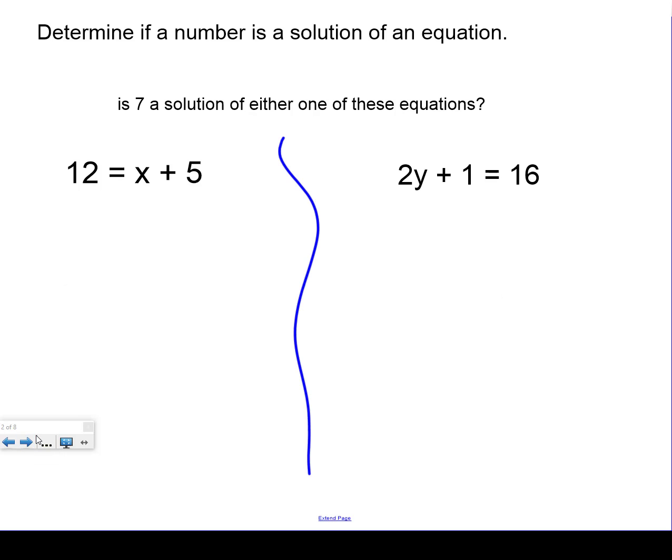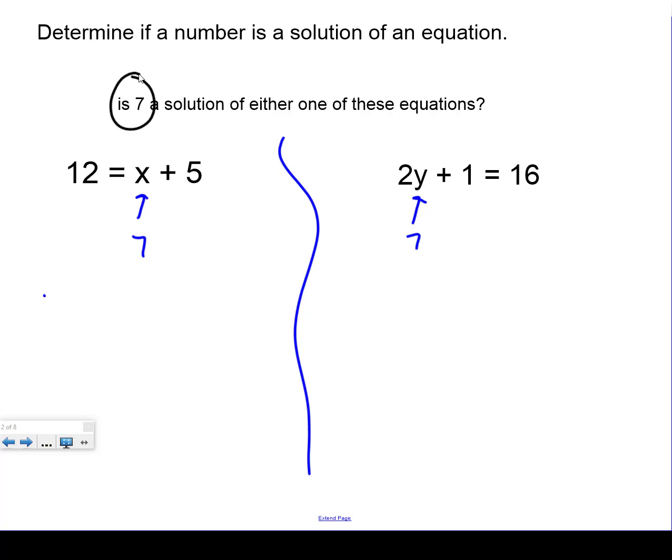So the first thing that we're going to do in this lesson is to determine if a number is an answer of an equation. So this one they said, is 7 an answer of one or both of these equations? The thing that we're missing is x and y. They're saying, is 7 the answer? We need to plug 7 into both of those to make sure that the left side and the right side of the equal sign come out to be the same.